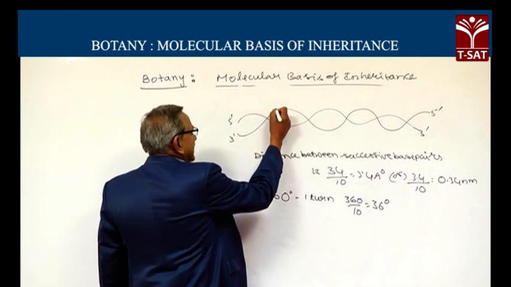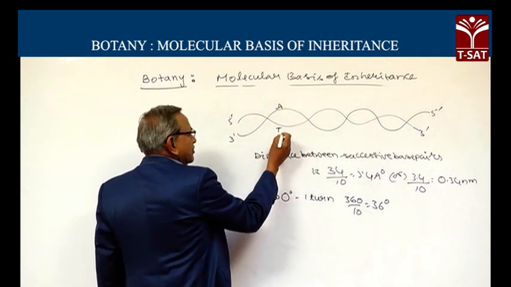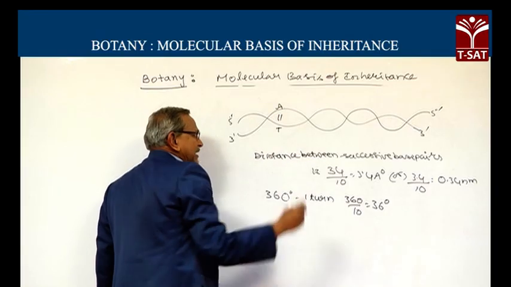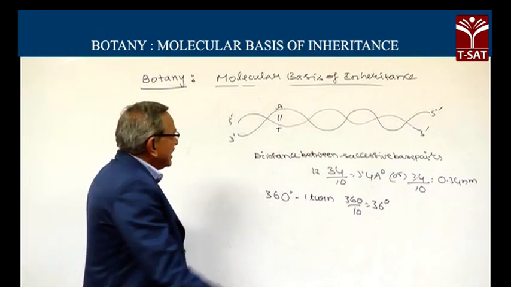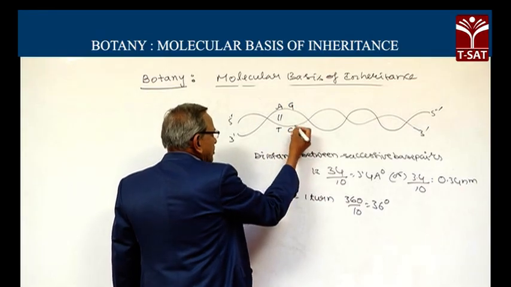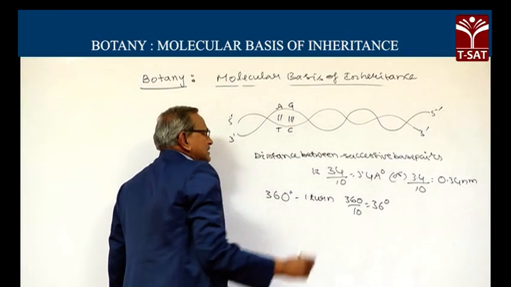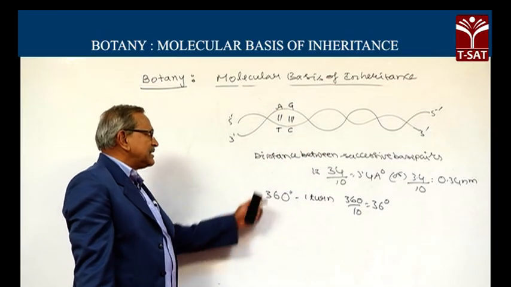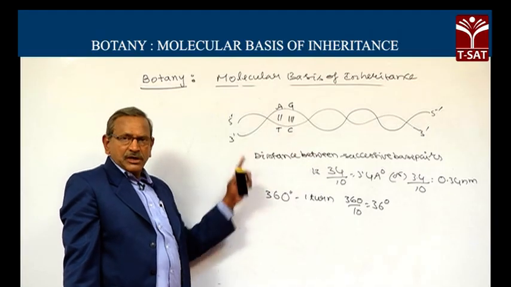A of one strand is bound to T of the other strand by 2 H bonds, and G of one strand is bound to C of the other, or complementary, strand by 3 H bonds.